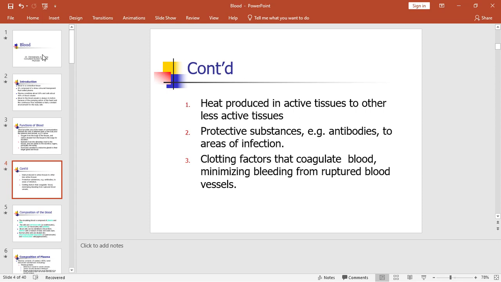The clotting factors are very important in that they help us maintain the integrity of the cardiovascular system. What do I mean by that? In an event that there is damage to a blood vessel, the clotting system does come into play and will arrest the site where there's been damage in the blood vessel.